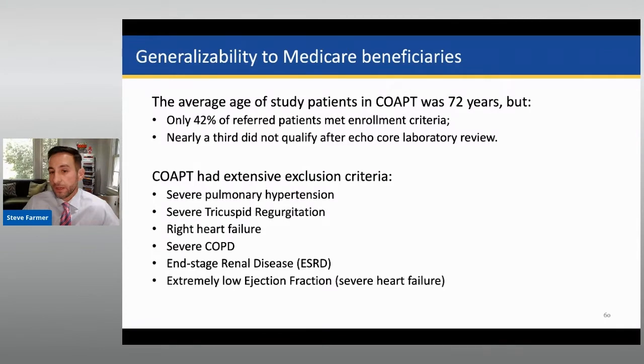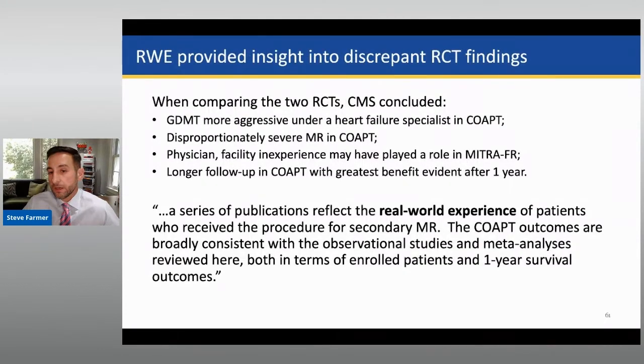Moving to the slide on real-world evidence provided insight into the discrepant findings. So randomized controlled trials and controlled trials are the top of the evidence hierarchy that CMS has articulated in our methodologic considerations. And many times, RCTs and controlled trials offer the most compelling evidence of benefit. But in this case, the findings of COAPT and MITRA-FR were entirely discrepant.